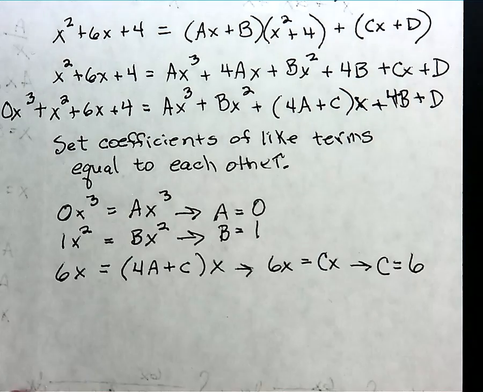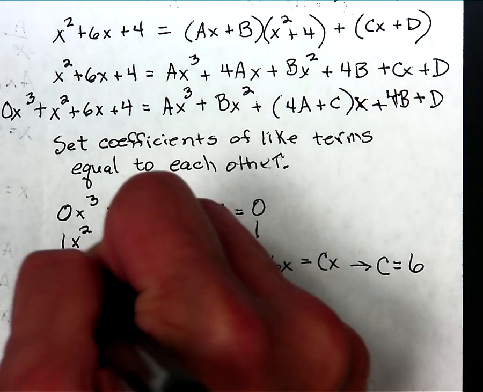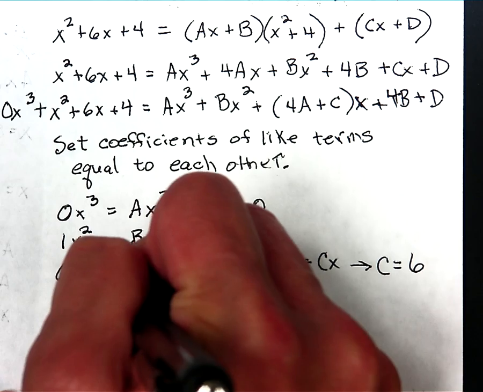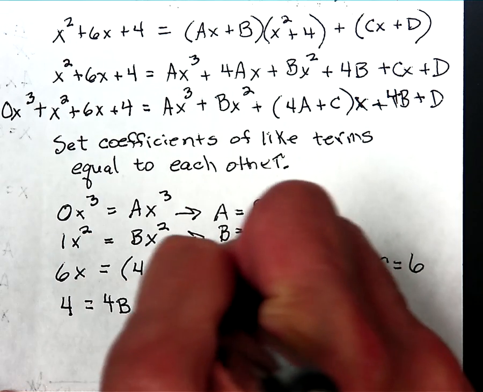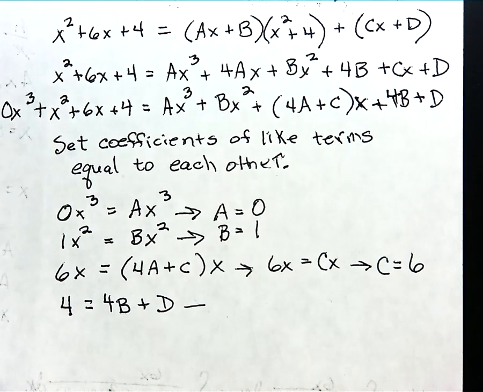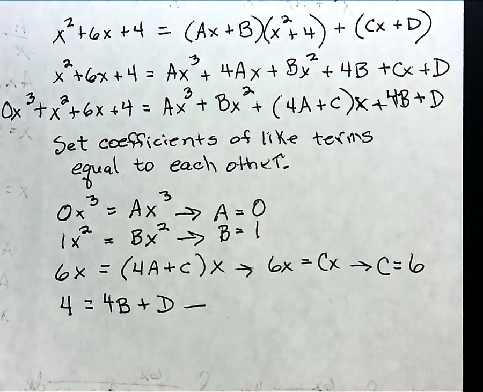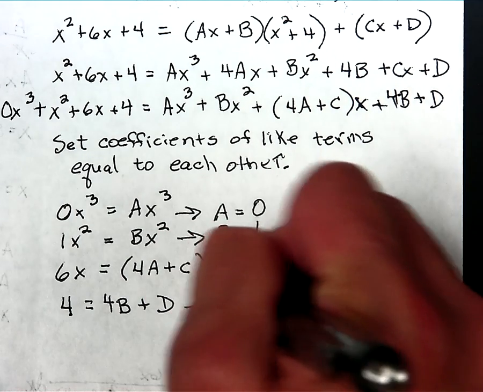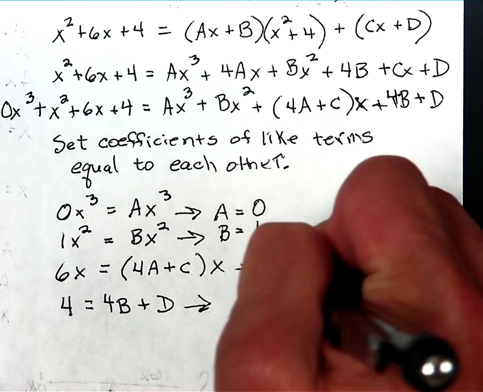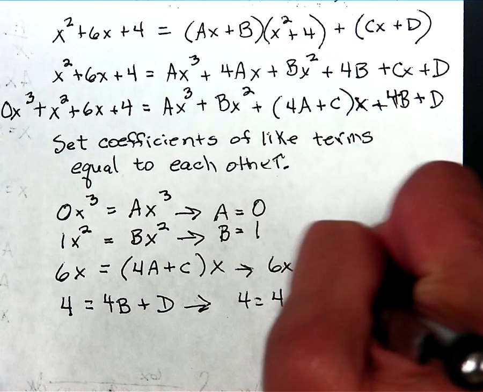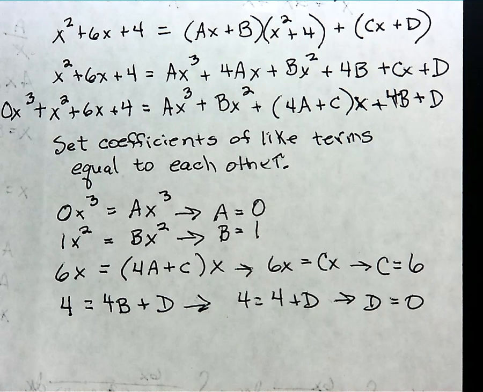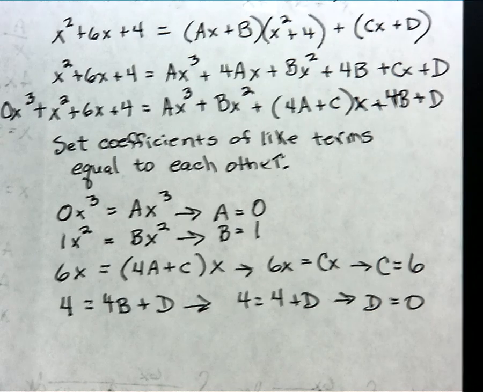And if I set the constants equal to each other, then 4 equals 4b plus d. But I know what b is. I got the same thing I got yesterday. A is 0, B is 1, C is 6, D is 0. How about that?